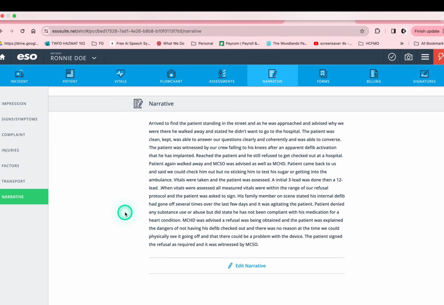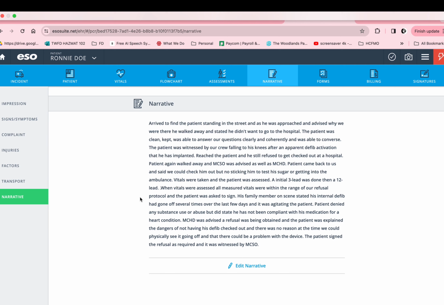I put MCHD was advised a refusal was being obtained and the patient was explained the dangers of not having his defib checked out. And there was no reason at the time we could physically see it going off because we did the 12 lead. We didn't see any reasons for it, and that there could be a problem with the device. The patient signed the refusal as required and was witnessed by MCSO. Tells us exactly what we needed to do. Why I wrote that MCHD was advised, because we can do difficult refusals. If we're at a patient and they flat out don't want us to do anything with them, they're not going to go. Doesn't matter. Even with family members talking to them, they're just not going to go. That's fine. We're not going to force them to go.